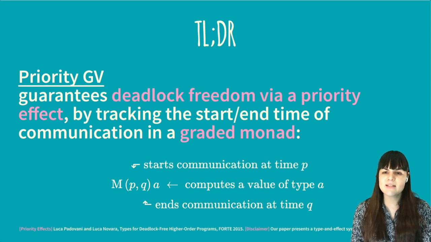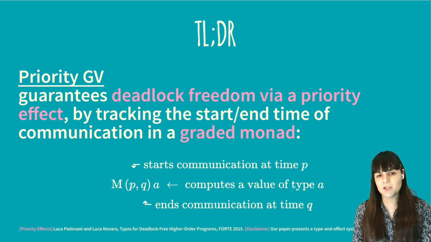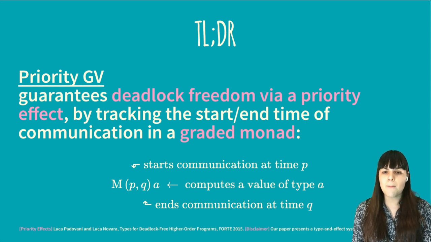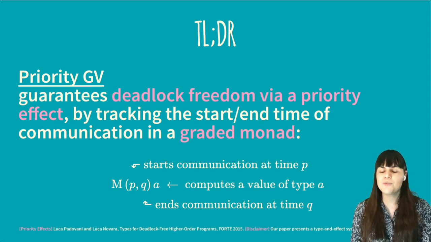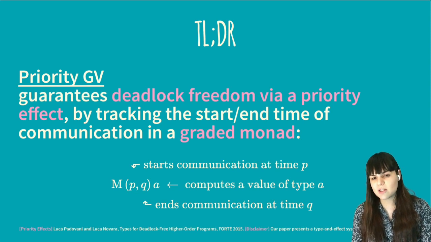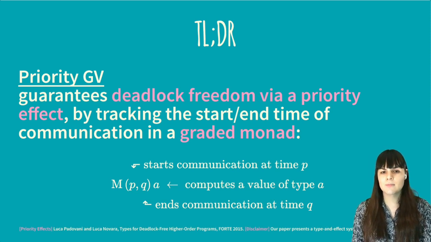Priority GV guarantees deadlock freedom via a priority effect a la Padovani, which tracks the start and end time of communication. For this presentation, we'll present the priority effect reflected into a graded monad M, which is graded by a pair of priorities which represent abstractly when communication starts and when it stops.